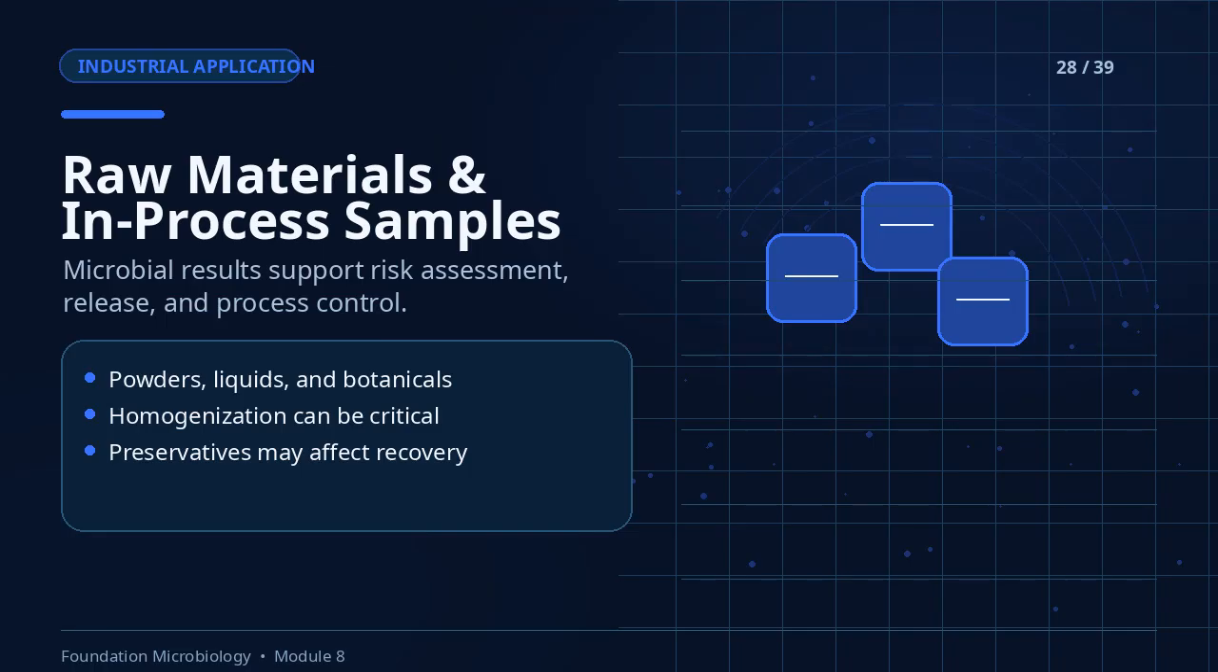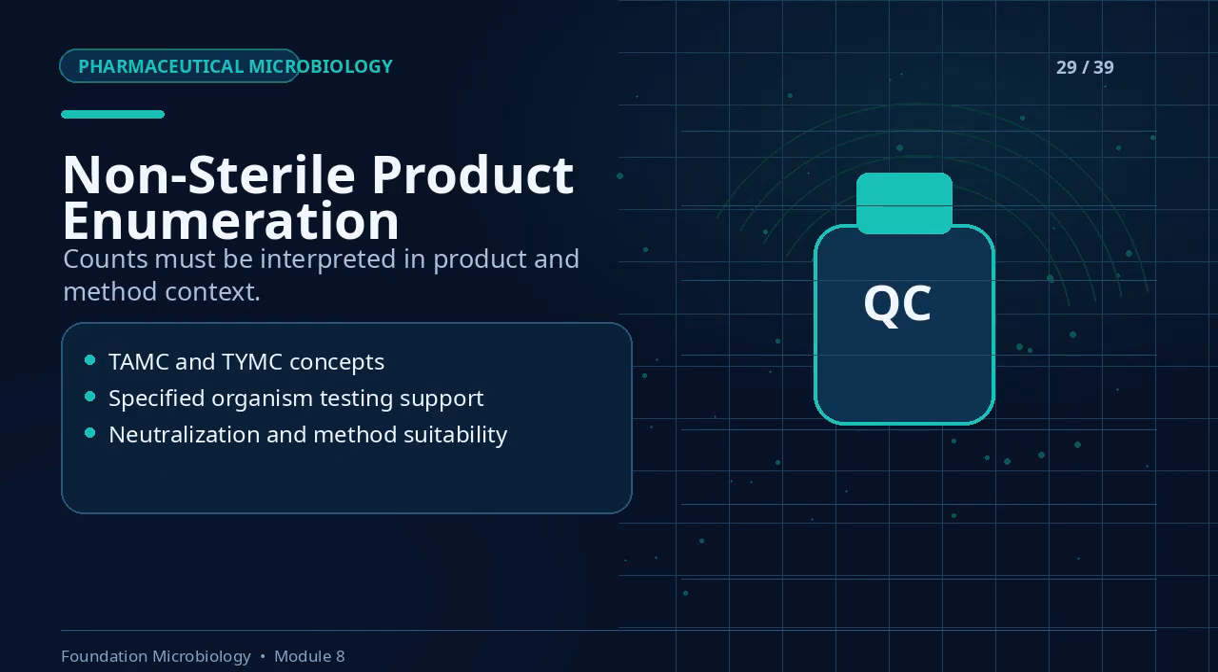Microbial counts from raw materials and in-process samples can support release decisions, risk assessment, and process control. The sample matrix, homogenization method, preservatives, and expected microbial load can all influence recovery and interpretation. Enumeration methods help assess the microbial quality of non-sterile pharmaceutical products and their starting materials. Results must be interpreted with product type, method suitability, neutralization needs, and the possibility of sample inhibition in mind.